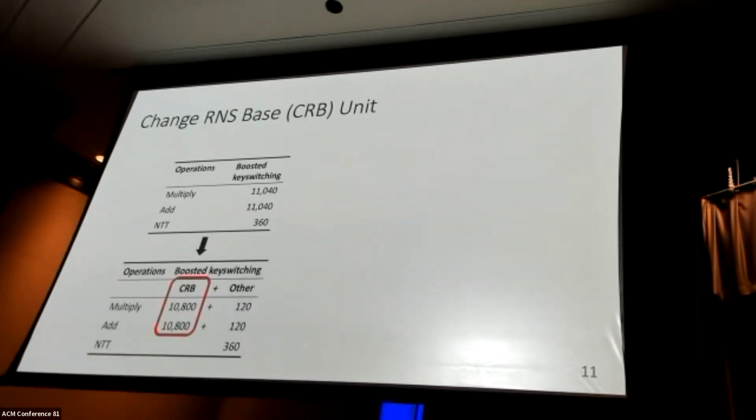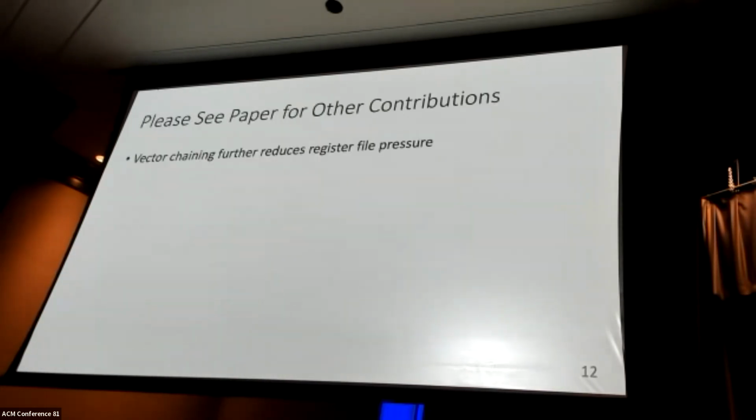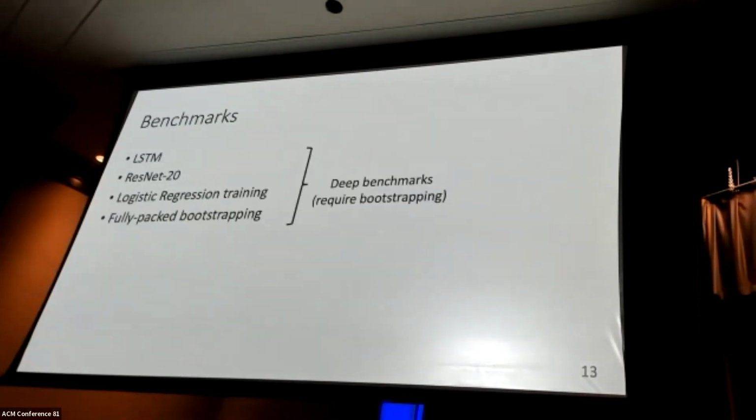So we designed the change RNS base unit, or CRB, to encapsulate most of these multiply-adds, and this allows us to have much higher throughput than if we went through the register file for each operation. The CRB is designed as many parallel multiply-accumulate pipelines. This is a very similar insight to what's behind DNN accelerators like the TPU or tensor cores in GPUs. We also employ vector chaining and design a functional unit to reduce memory bandwidth, a critical resource in FHE, but please see the paper for details.